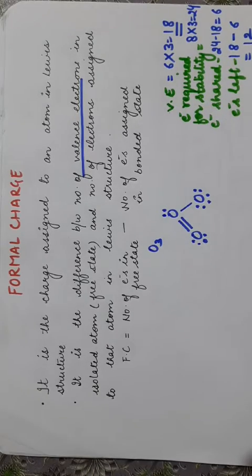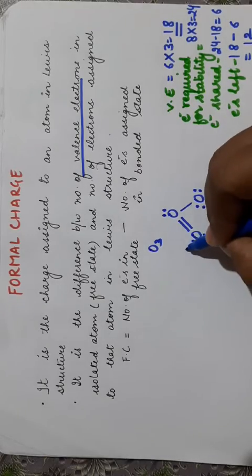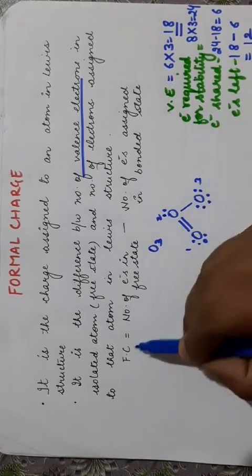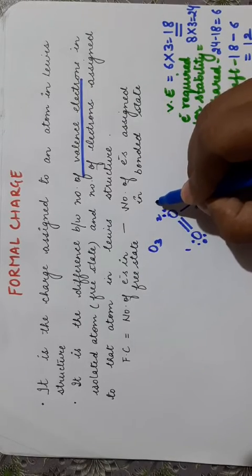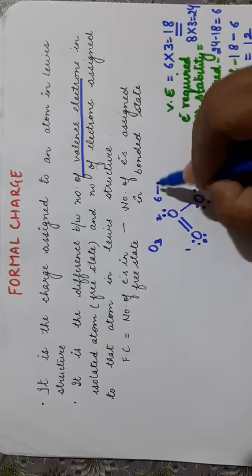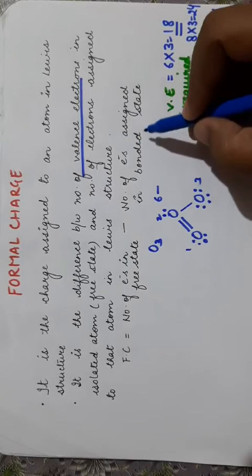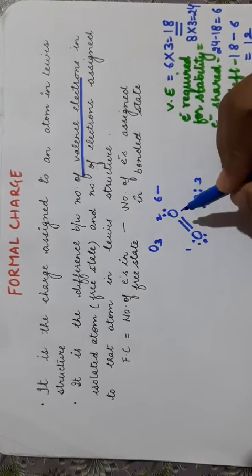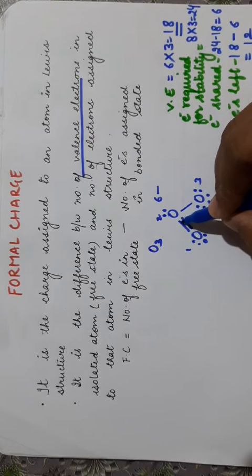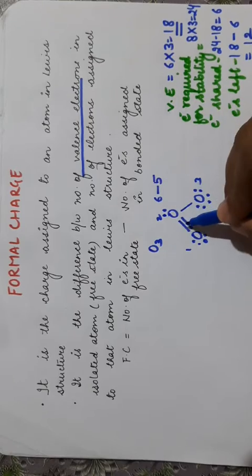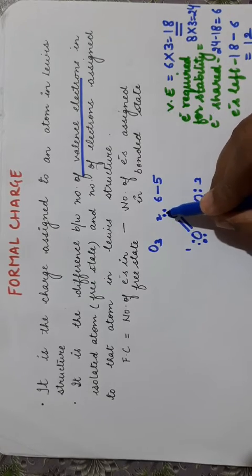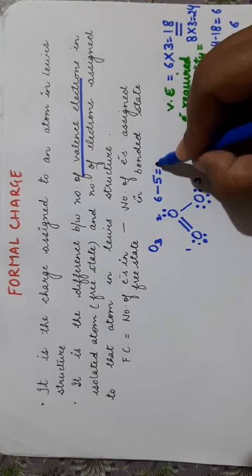Now how to calculate the formal charge? Suppose these are oxygen 1, 2 and 3. Formal charge is the number of electrons in the free state. If we calculate on this, the number of electrons in the free state is 6, minus the number of electrons assigned in the bonded state. How many electrons does it have in the bonded state? So 1, 2, 3, 4, 5. It is making 3 bonds, and 3 bonds means it has shared 3 electrons. 3 plus 2, 5. So what is the charge here? Plus 1.